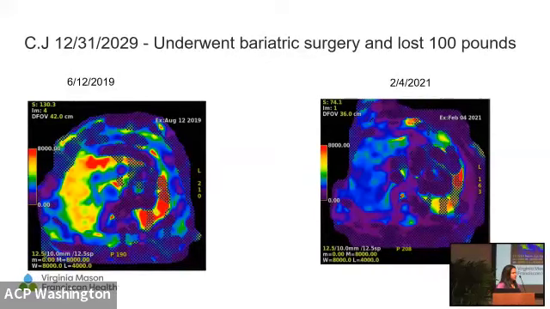So CJ did undergo bariatric surgery, lost about 100 pounds, and you can see the dramatic improvement in his MR elastography. So this is the first one. You can see all of this red and yellow. This is fibrosis, and this is his MR elastography now. So he went from stage 4 to stage 0. And that was pretty remarkable. And in fact, I just did another one a couple of months ago, and his MRI looks very similar to the one in 2021 because he is able to maintain that weight loss.